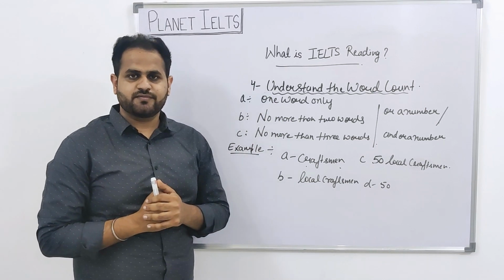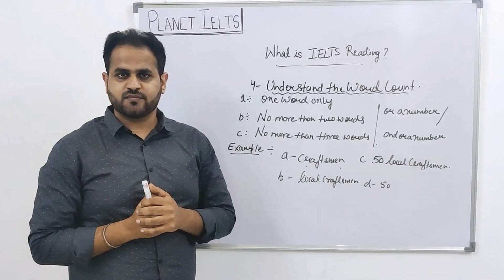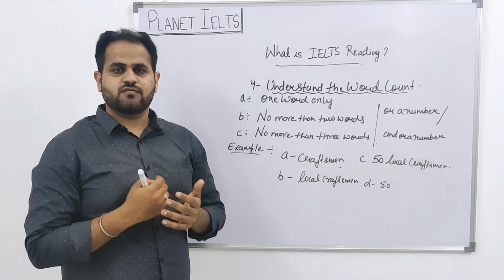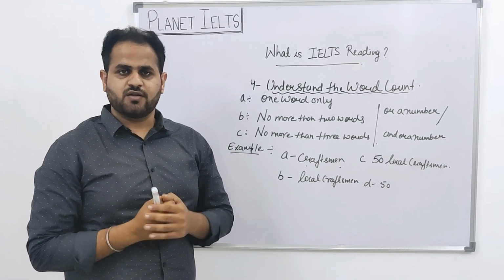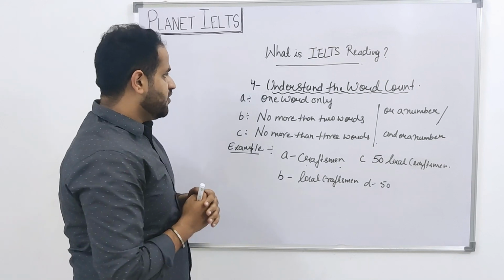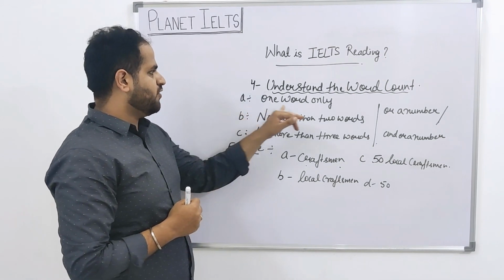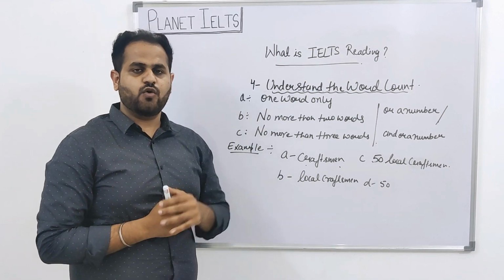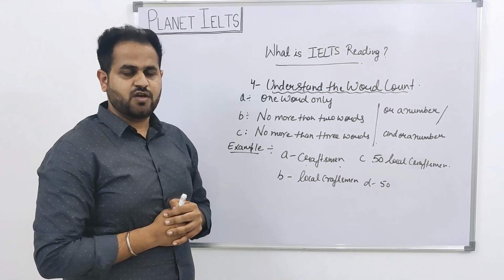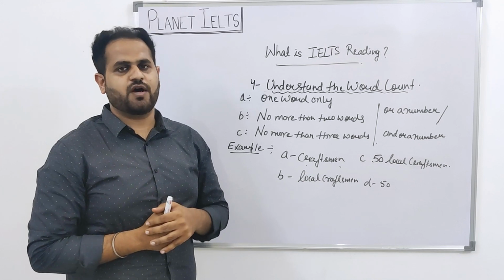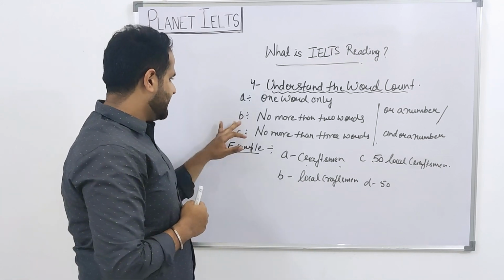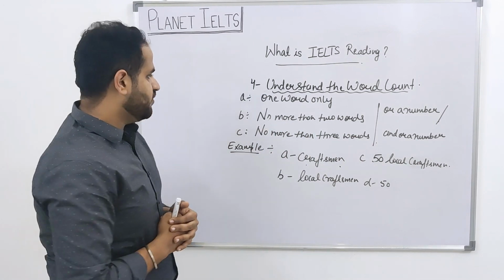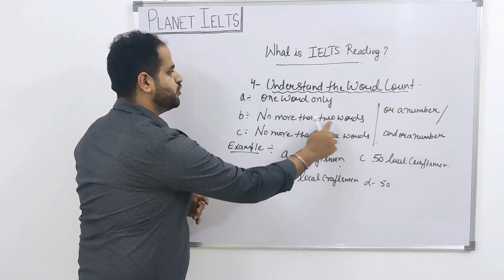Now, the word count can be one word, 2 words, 3 words, or a word and a number. Now, let's understand. First, we have written one word only. It means that you can write only one word. Your answer should not be more than one word. Second option, no more than 2 words. Now, it says no more than 2 words.